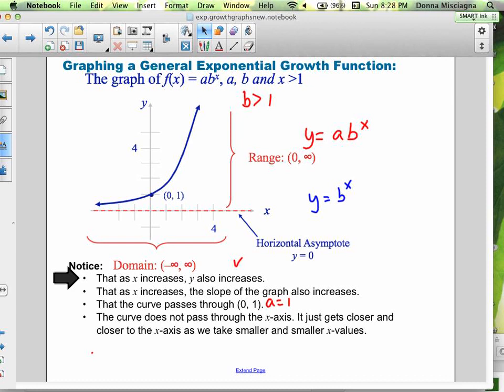Right? So some important information about exponential growth graphs. As x increases, y is also going to increase. As x increases, the slope of the graph increases. Our curve is going to pass through the point 0, 1, but only, I'm going to add a little disclaimer here, only if a equals 1. If a is not 1, it's going to pass through a different point. Matter of fact, it'll pass through whatever a is. So if a is 2, then it's going to pass through the point 0, 2. Right? And that's because, we'll talk about why.